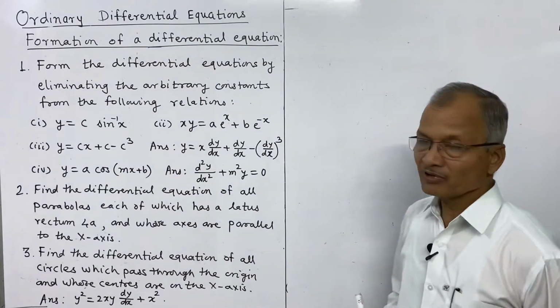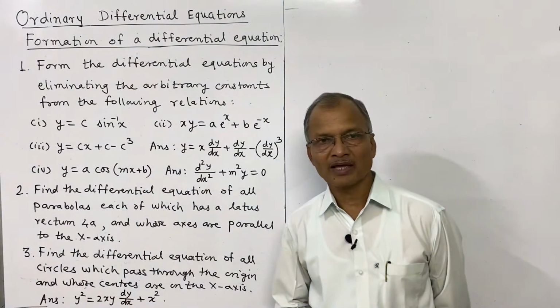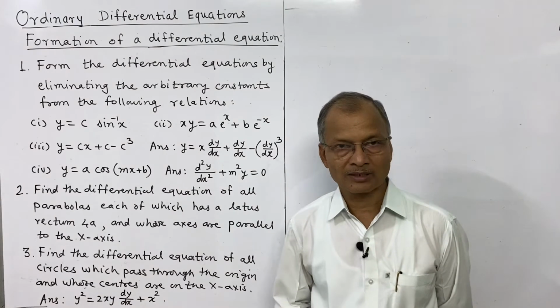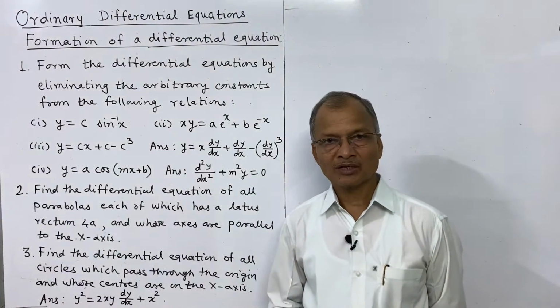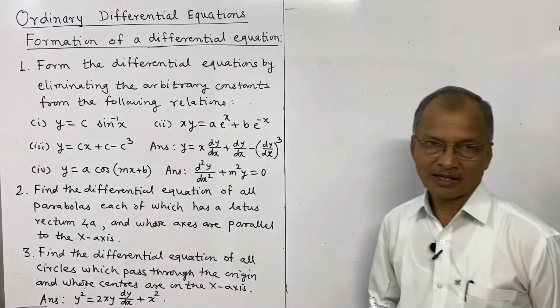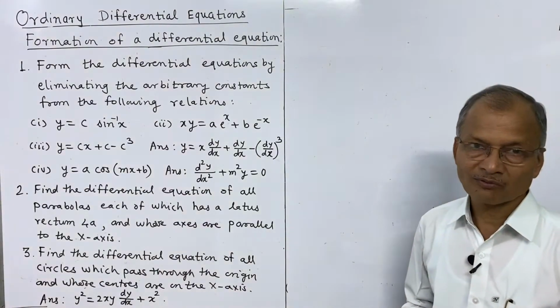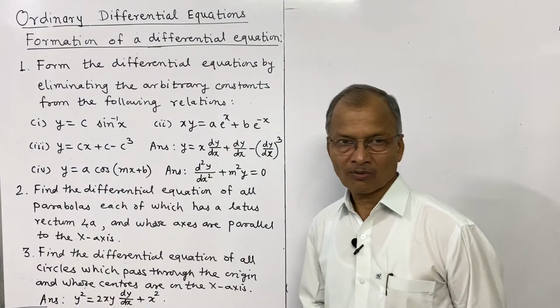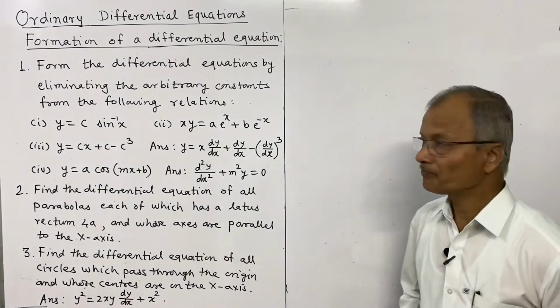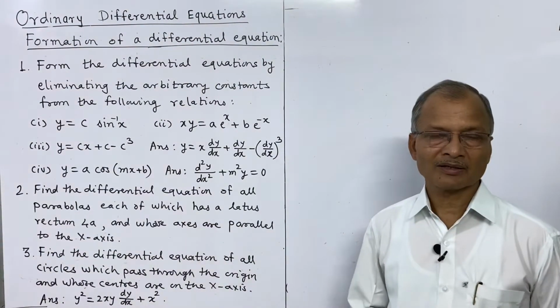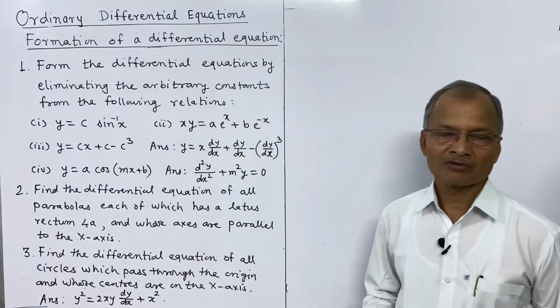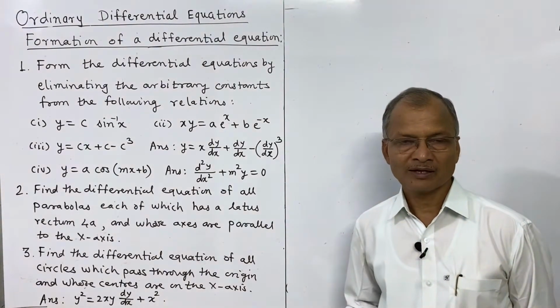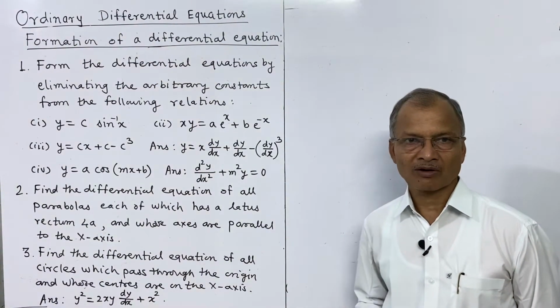Actually we have to form the differential equation by eliminating arbitrary constants in the relation. If the relation contains one arbitrary constant, then the differential equation will be first order, and that means we have to differentiate the given relation only one time. And if the given relation contains two arbitrary constants, then we have to differentiate two times and we will get a differential equation of second order, like this.